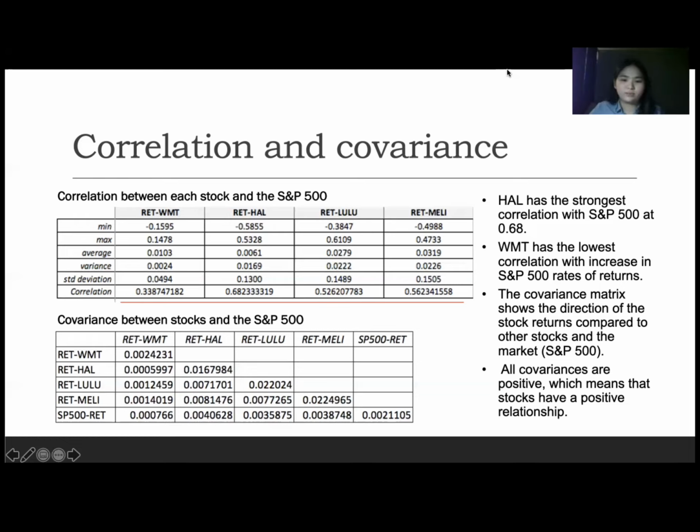As we can see from the table, all covariances are positive, which means that the stocks have a positive relationship. For example, as the S&P returns increase, the stock returns will increase as well. And in a similar manner, if Walmart's rate of returns were to increase, returns for Lululemon Athletica will increase as well.